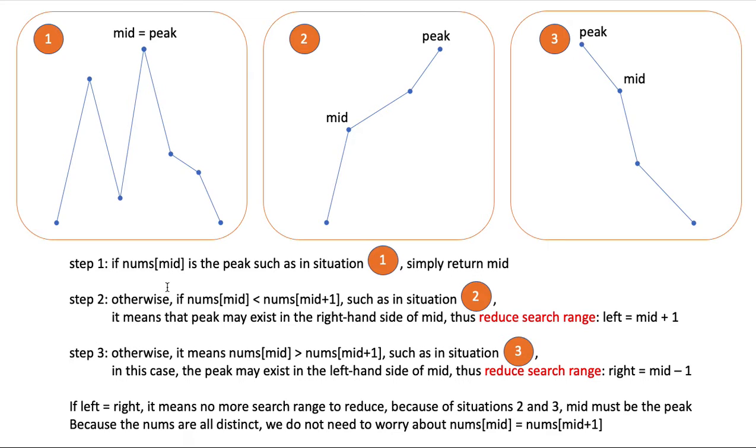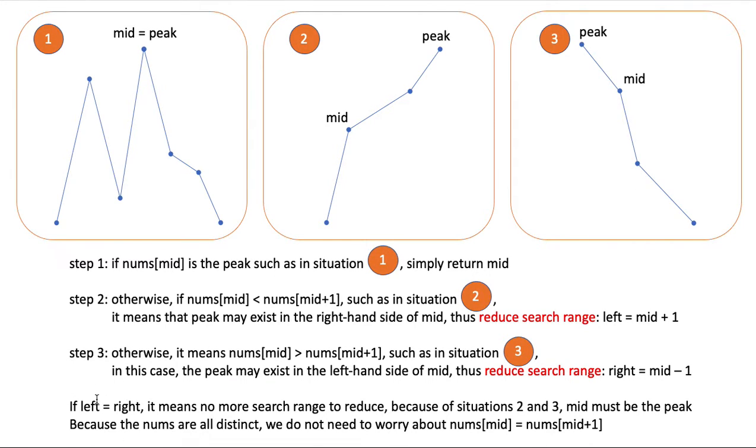Step 3. Otherwise, it means nums[mid] is larger than nums[mid + 1], such as in situation 3. In this situation, the peak may exist in the left-hand side of the mid. Thus, we may reduce the search range by having right equal to mid - 1.